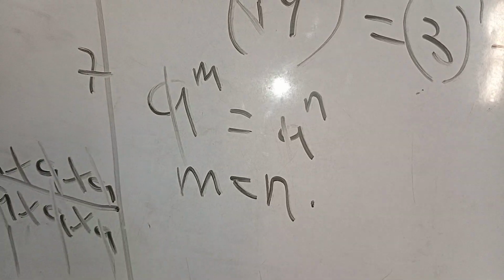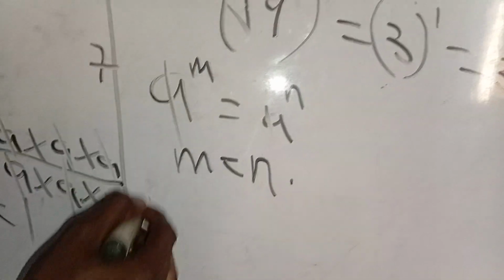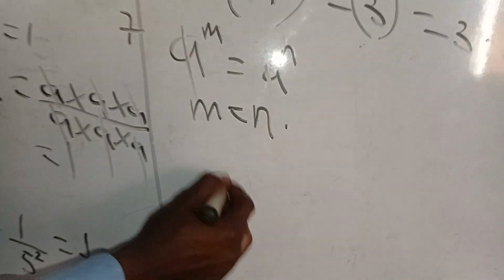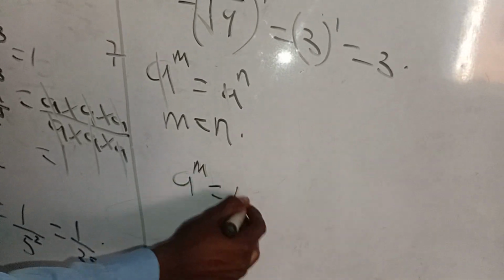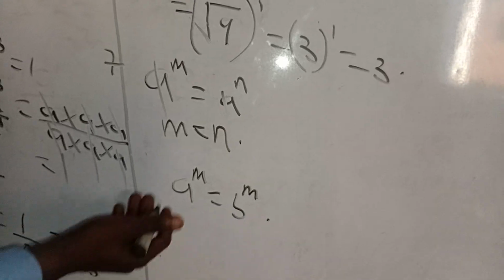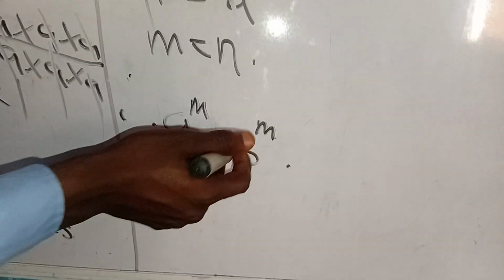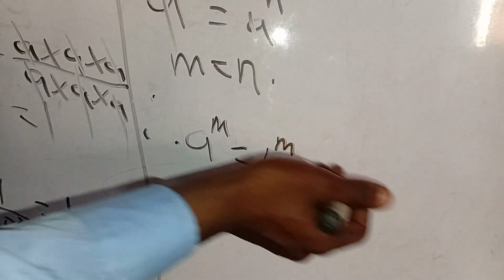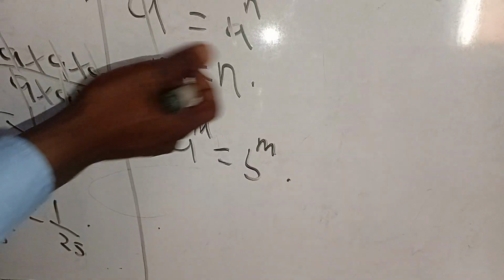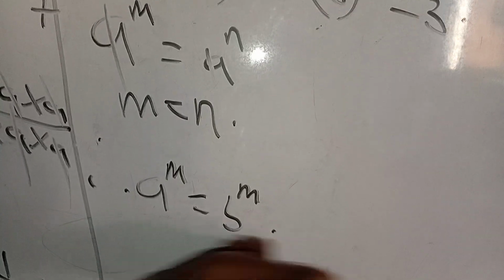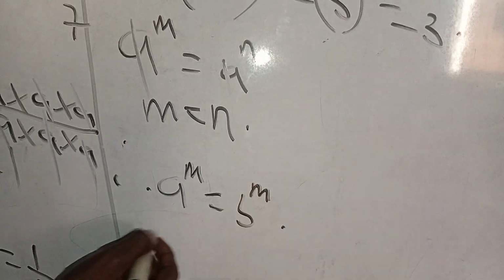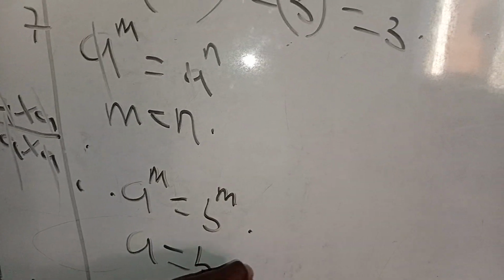And let's do it the other way round. If you have a raised to power m equals b raised to power m, now in this process the powers, which is the index or exponent, are the same. So we are going to equate the what? The bases. So it's going to be a equals b.